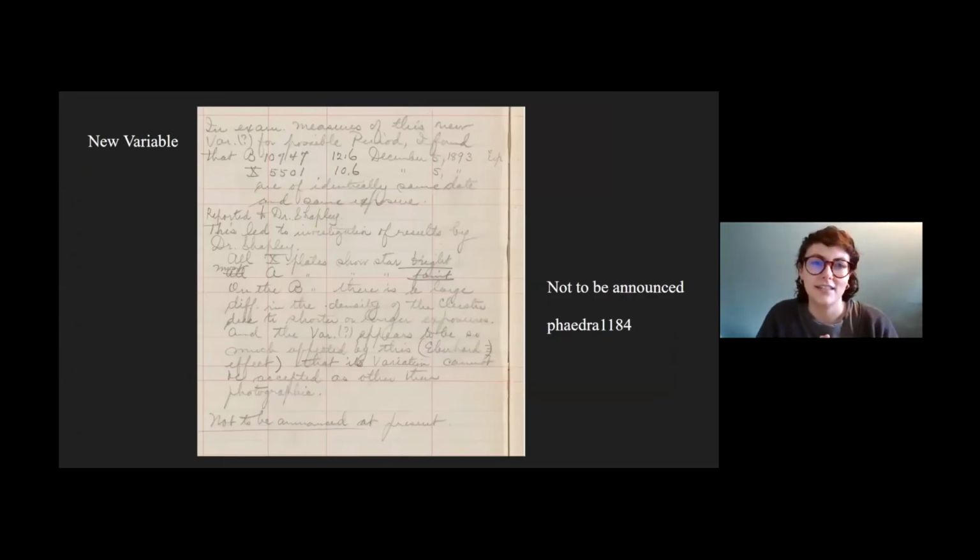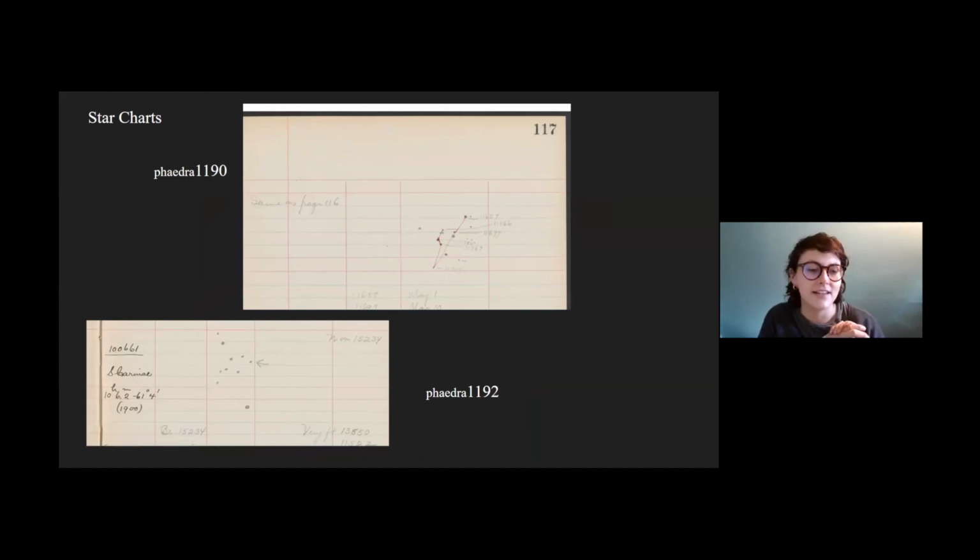This one is an example where they're basically discussing a new variable, some of the possibilities, those types of things. And then at the bottom, it says not to be announced at present, which I think is really neat, because they're trying to keep it quiet for now, not sure yet. I think that's an interesting find. And of course, some star charts. There are a lot of star charts in the notebooks, a lot of drawings, some of them really complex.